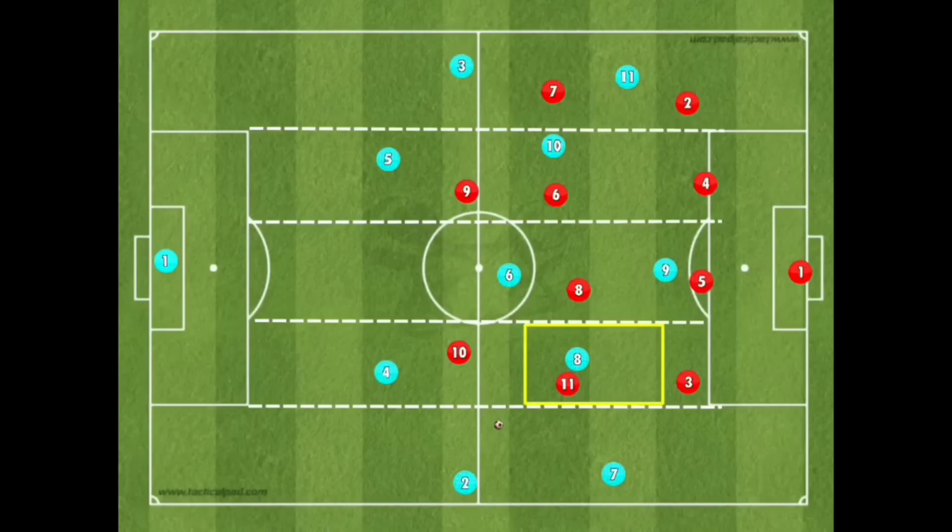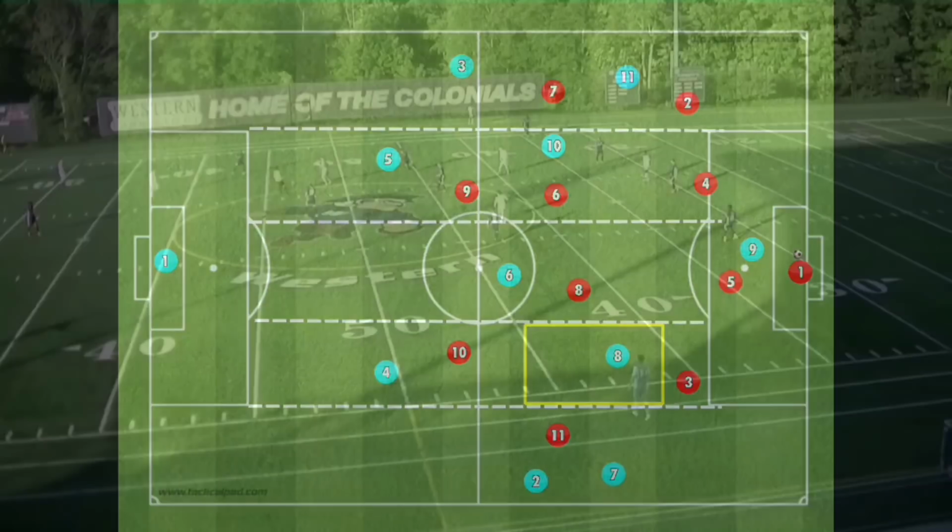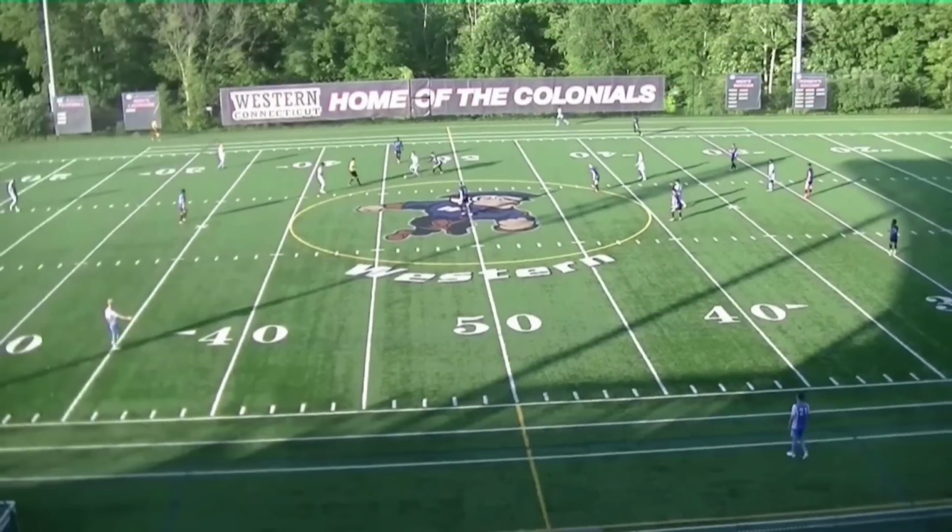Here we'll see an example of play building into wide areas. The number 8 now is positioning himself within the half space, is now able to find a spot between the 2 lines of pressure and then play a forward pass into the striker.